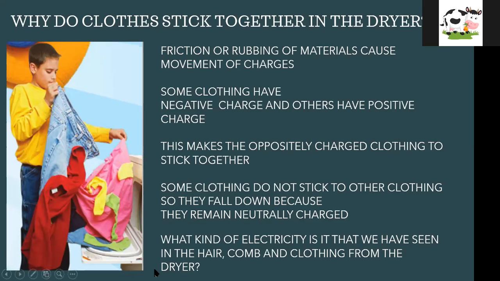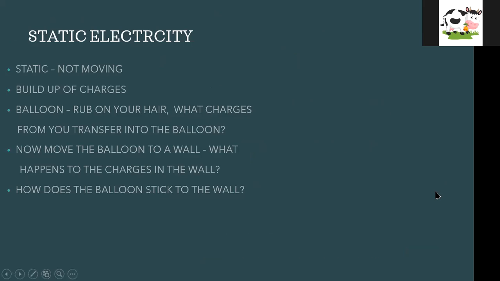Okay. So from all of the examples we've seen, this transfer of charges and this kind of scenario where things stick together, what is that called? What kind of electricity is it? Okay, I'll give you this one. Static electricity. So that means that the charges are stationary, they don't move.